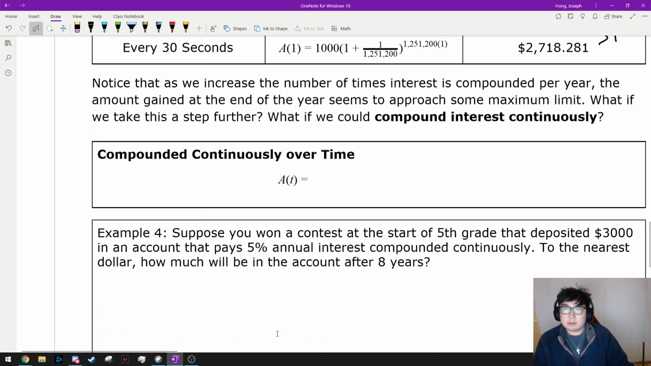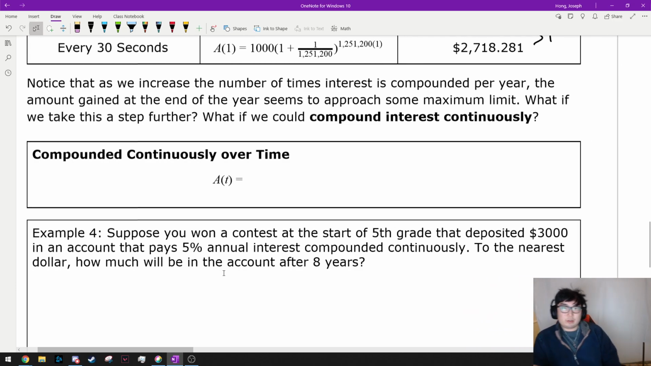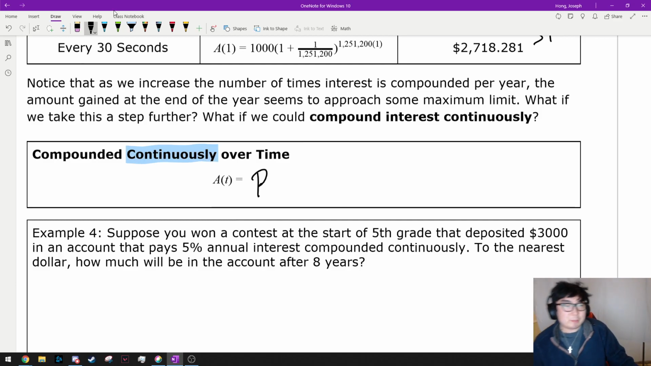So notice as we increase the number of times that we get paid, it's better. But what if I told you that we get paid constantly, forever and ever? Like every single moment that you're alive, you get paid. There's an equation for that. This is called compounded continuously. The key word is continuously, because if I compounded per day, it would be n equals 365. If I said monthly, n would equal 12. Constantly, we can't quantify that, but we use the term e.